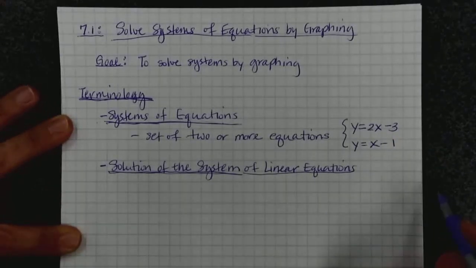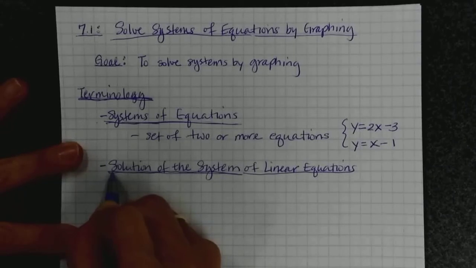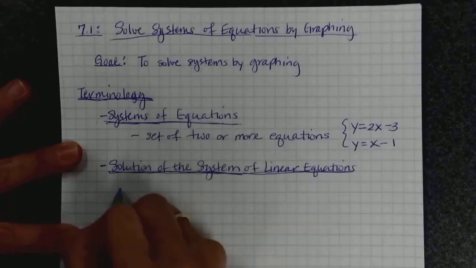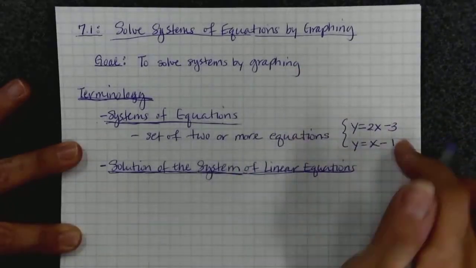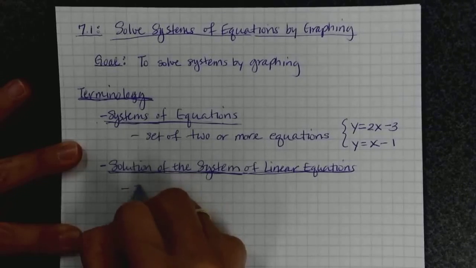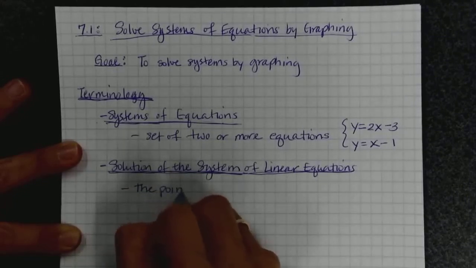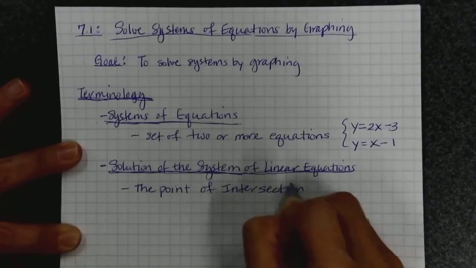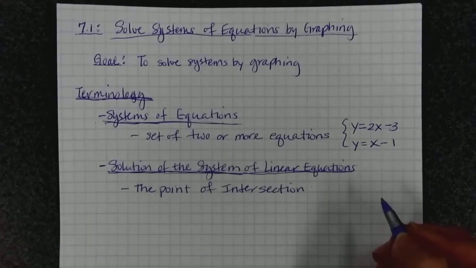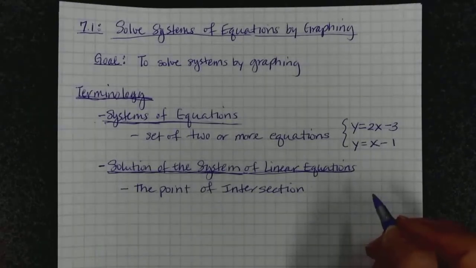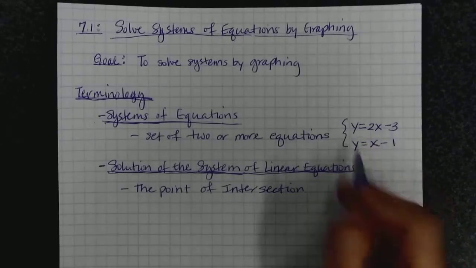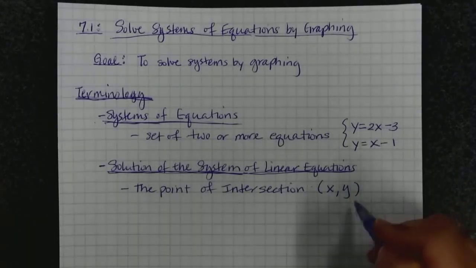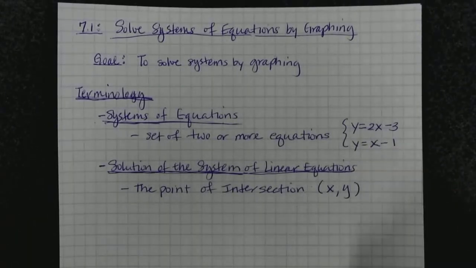Now, to solve the system means to find the solution. After you graph, we're looking for the point of intersection, where the two lines meet or cross. The point of intersection is the solution of the system. We're looking for x comma y: at what x coordinate and y coordinate do these two lines intersect?